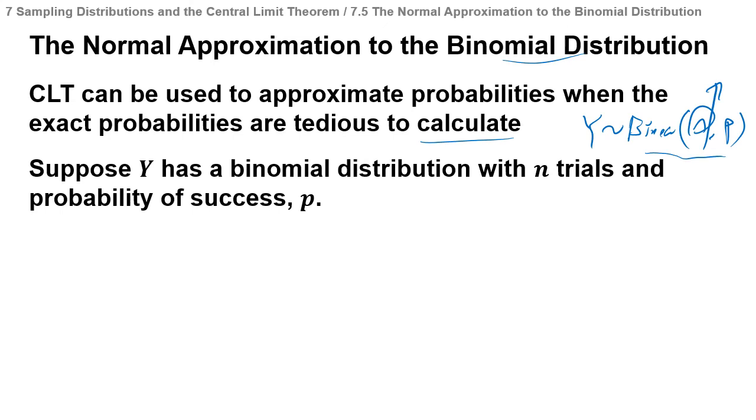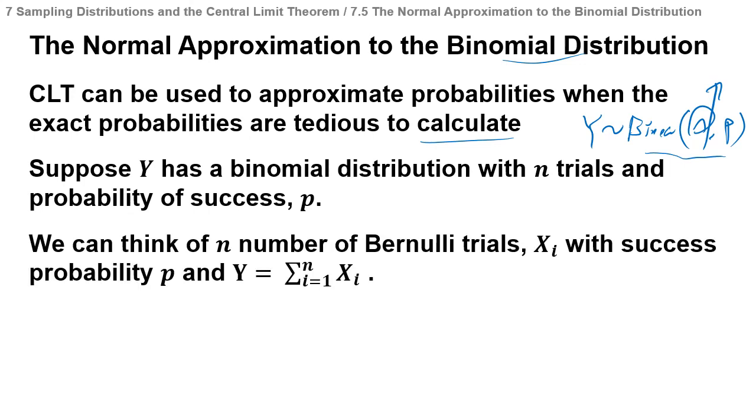So suppose Y has a binomial distribution with n trials and probability of success p. We can think of n Bernoulli trials X_i with success probability p, and then our binomial random variable Y can be expressed as this. The sum of Bernoulli trials follows a binomial distribution. So we can write it this way, and so this is a sum of random variables. And so as n goes large, we can apply the central limit theorem.